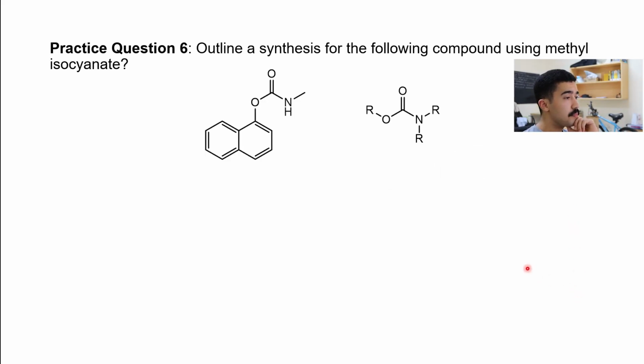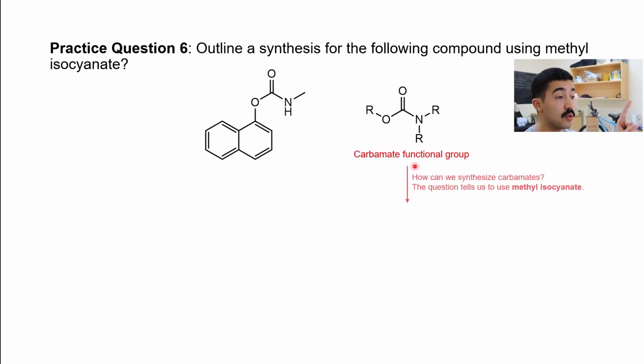All right. Well, we can clearly see that we're dealing with a carbamate functional group. This is the general structure for a carbamate functional group. The question now becomes, what reactions exist that we can use to synthesize carbamates, but also we need to use methyl isocyanate, because that's what the question is saying. It says, using methyl isocyanate, convert it into this. Well, we know that this thing over here is going to have the carbamate functional group.